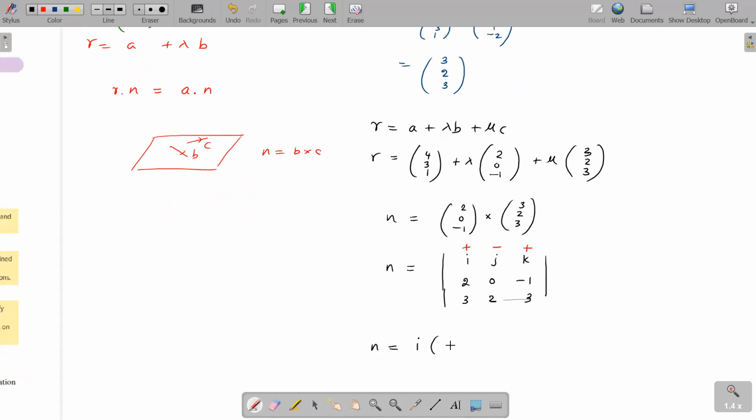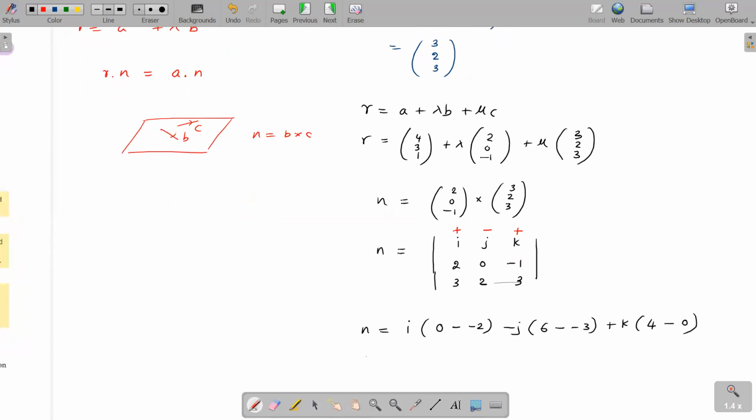N equals i times 0 minus 2 times minus 1, which is 2. Minus j times 2 times 3 is 6, minus 3 times minus 1 is minus 3, so 6 plus 3 is 9. Plus k times, remove the row and column, 2 times 2 is 4, minus 3 times 0 is 0. So I get here n equals plus 2i, minus 9j, plus 4k. So this is my n.